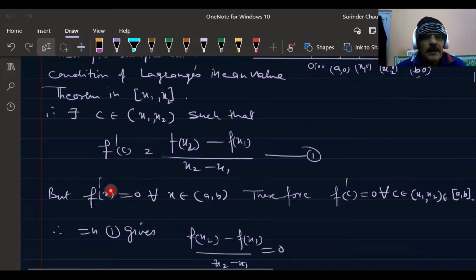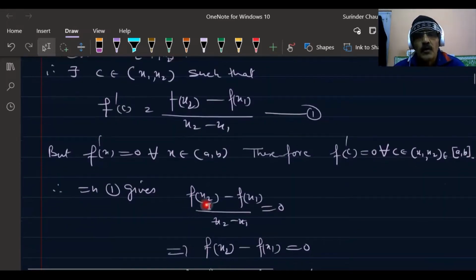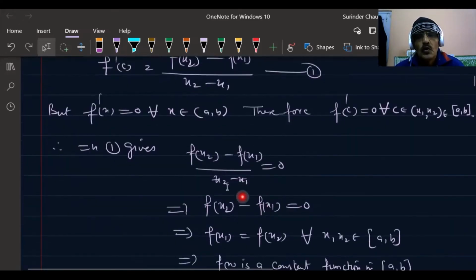Let me write the third condition. We are given that the derivative of the function f is 0 for all x belonging to the open interval. So the point c also belongs to this interval. Therefore, f'(c) must be 0. Now if you substitute the value of f'(c) as 0 and cross multiply, we get f(x2) - f(x1) = 0. If you shift it to the right hand side, this implies f(x1) = f(x2) for all x1, x2 in the closed interval [a, b].